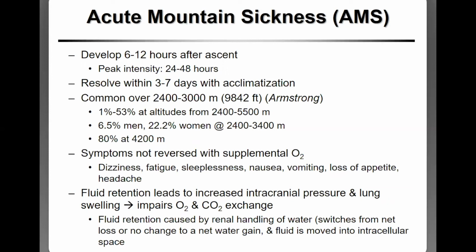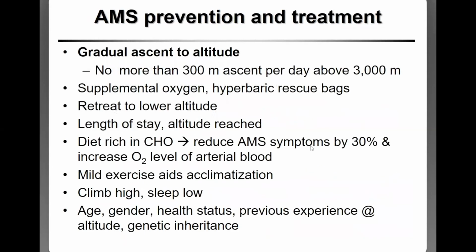So although we talked about how at altitude, the low oxygen content in the blood is a result of the low barometric pressure, this is an instance where there's going to be other factors that are going to limit oxygen diffusion across the respiratory membrane. And in this case, it's edema of the lung. So the fluid retention is caused by the renal handling of the water, where it switches from a net loss to no change to a net water gain. And then the fluid will be moved into the intracellular space.